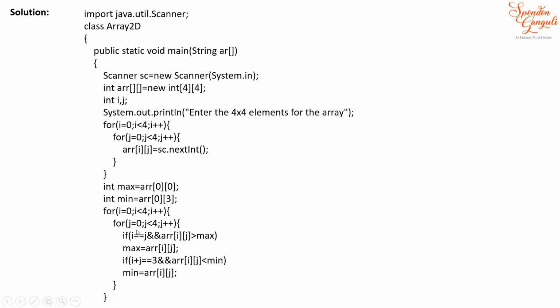Now when we have to get the maximum in the left diagonal and minimum in the right diagonal, what I have done, taken the first element of the left diagonal as max and the first element of the right diagonal as min. And then we check in the loop, if it is a left diagonal element and the element is greater than max, then max will update with new value. And if it is a right diagonal element and the element is smaller than min, min will update its element.